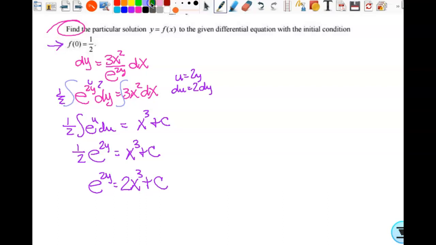So this would be a good time for us to go ahead and use our initial condition here. So when I do that, that's going to give me e to the 2 times 1/2 equals 2 times 0 cubed plus c, right? What's 2 times 1/2? 1. And e to the 1 is just e.